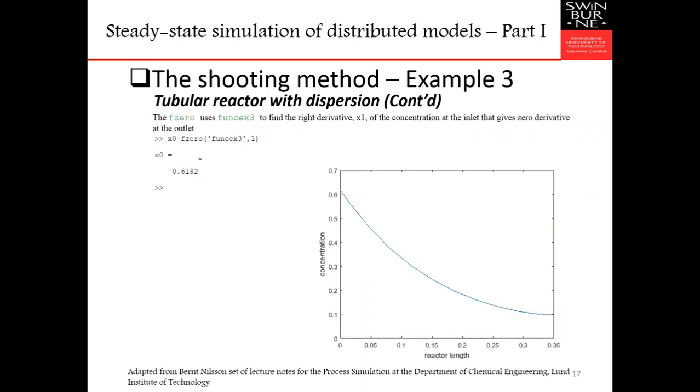You want to basically zero the residual in here. After you run these using fsolve, you can get the particular value of x1 at the inlet that gives the zero derivative at the outlet, and your concentration profile has this particular profile, like it's plotted in this graph in here.